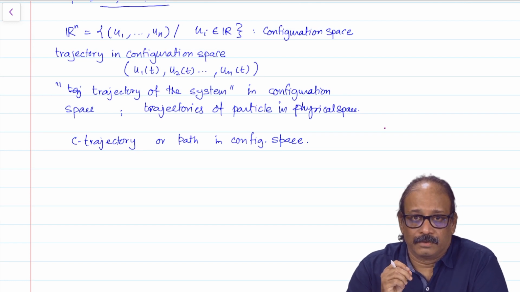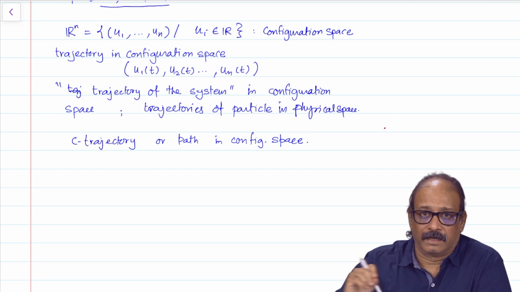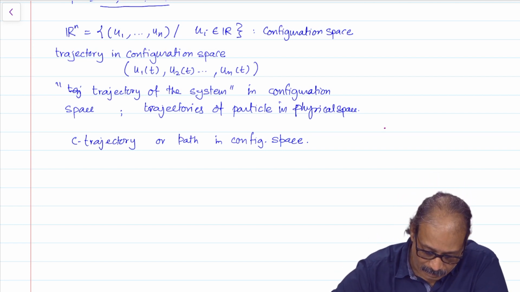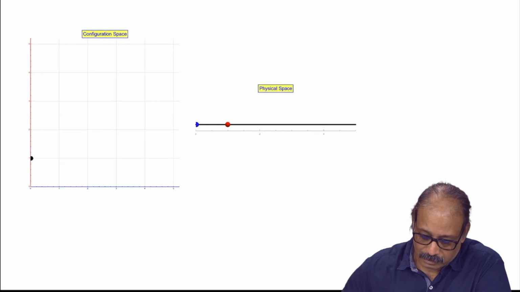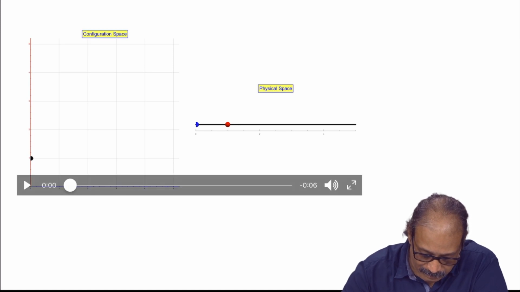So, what I am going to do is I will do one simple example with 2 particles, but both of them are confined to a physical world which is 1 dimensional. So, both of them are moving along a real line, and here is the configuration. So, now in this example I have these 2 particles.